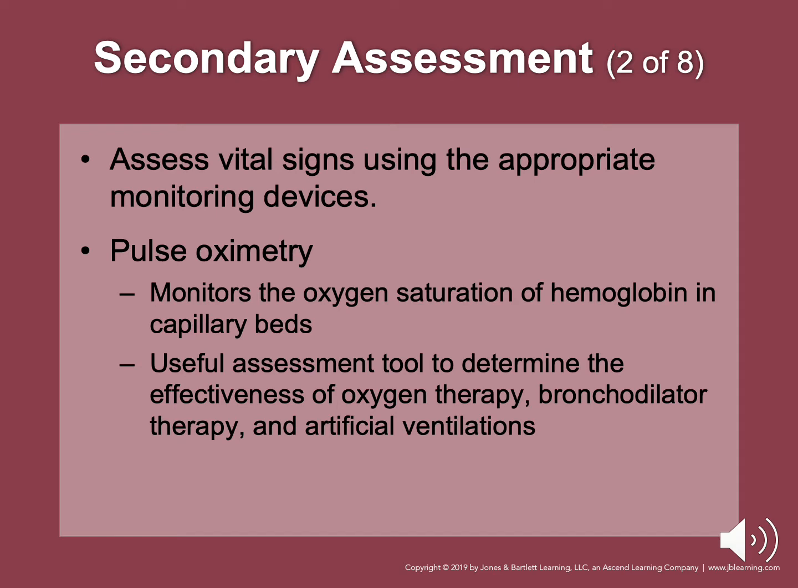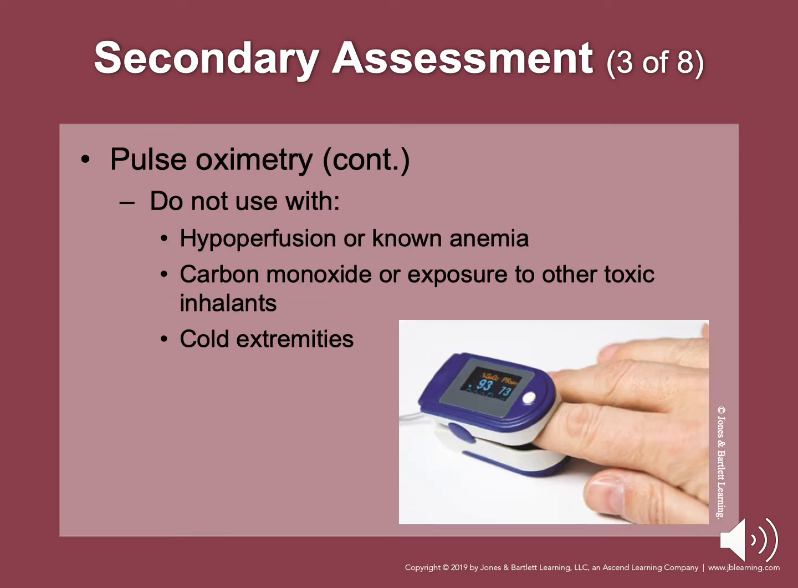Do not rely on it with hypoperfusion or known anemia, carbon monoxide and other exposures to toxic inhalants, and cold extremities. Hypoperfusion or known anemia patients are not going to give you an accurate pulse oximetry reading because the capillary beds do not have that hemoglobin traveling through them. Carbon monoxide is going to overtake the red blood cells carrying the oxygen. And cold extremities have vasoconstricted, so you're not going to get an appropriate reading there either.